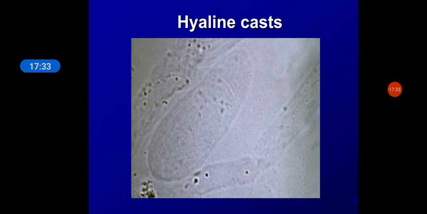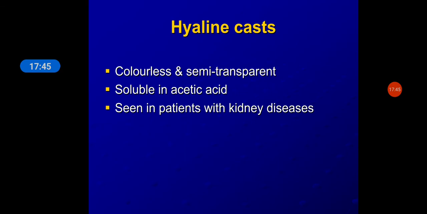Now the next one is hyaline cast. Hyaline casts are nothing but transparent. If you can see in this picture, this is urine. Under microscopy, you can see that this is transparent, and they are soluble in acetic acid. Again, it is usually seen in patients with kidney disorders.